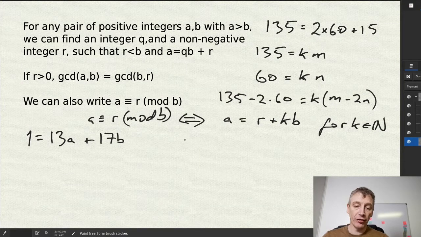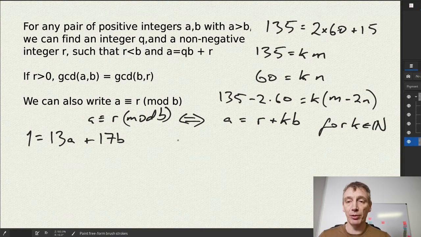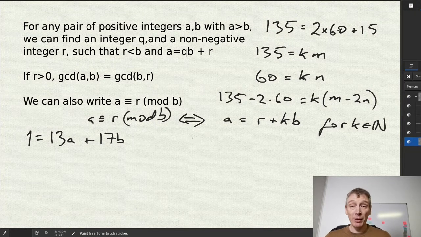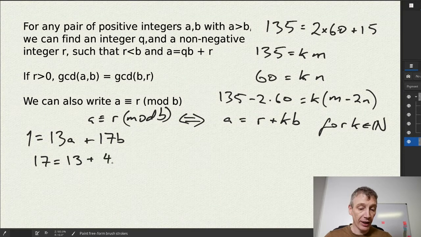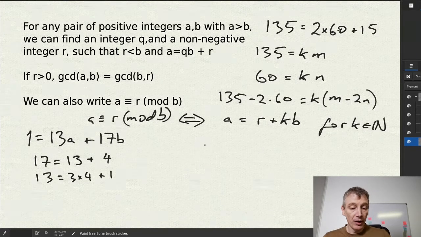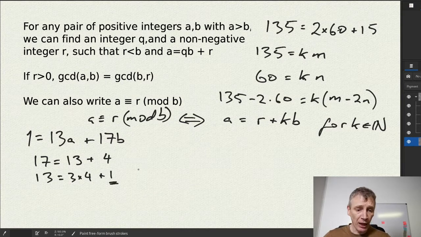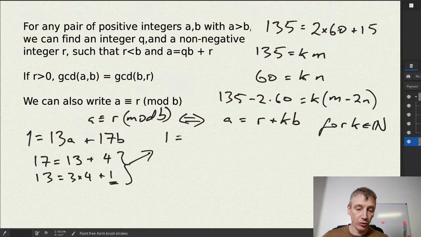Okay, so I want to find integers a and b such that 1 is equal to 13a plus 17b. Now, you might be able to do this by inspection, but if we get to much bigger numbers, it's going to be a lot more complicated. But we can use this algorithm because we know that 13 and 17 have a GCD of 1. Well, let's use this algorithm to prove that 17 is equal to 1 multiplied by 13 plus 4, and 13 is equal to 3 multiplied by 4 plus 1. So we've got our GCD of 1. But now we can use these intermediate stages to generate a linear combination of 17 and 13. 1 is equal to 13 minus 3 multiplied by 4. That's clearly correct.